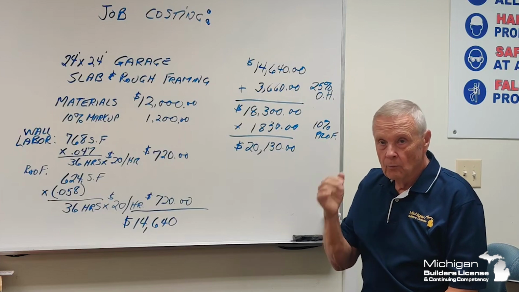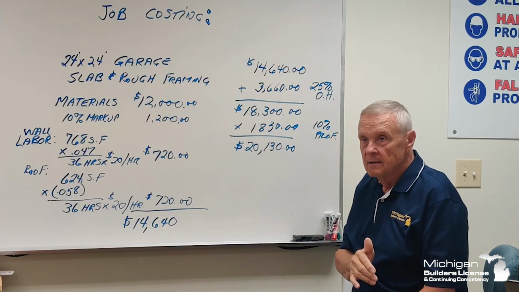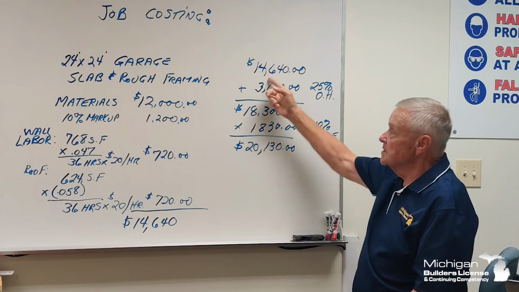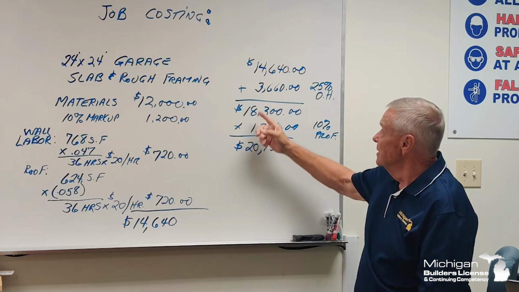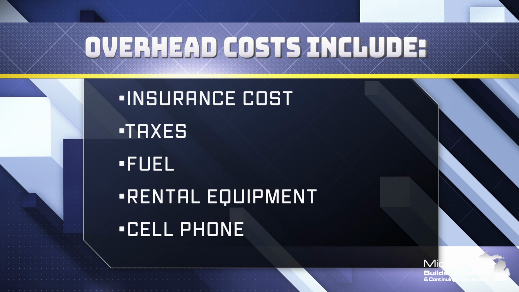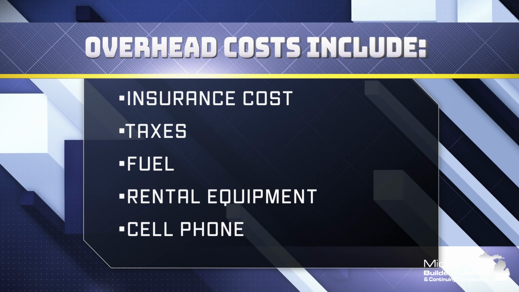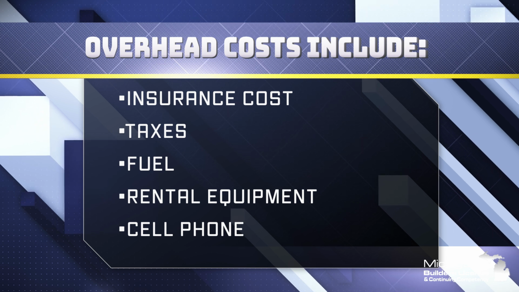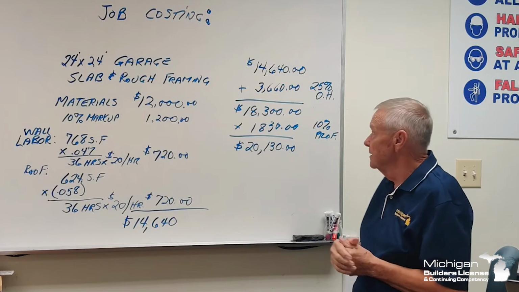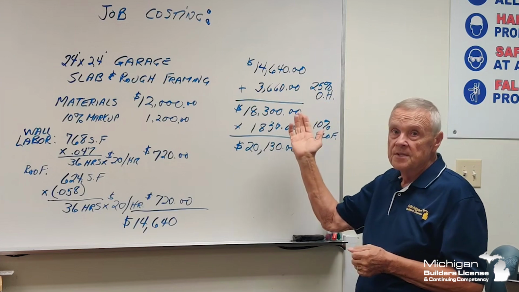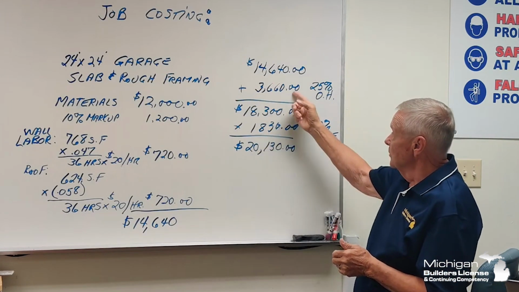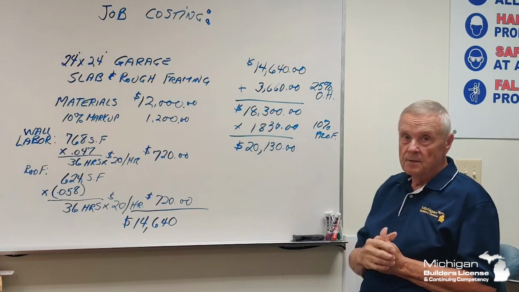For an average company working out of their house, you would be at least 25% overhead. So 25% of $14,640 is going to give me $3,660. That covers our insurances, taxes, fuel, rental equipment, your typical cell phone on the job. We've got to have some costs to cover our overhead. So what we have is 25% normally for a small company operating out of their home, okay? So when I add that, it gives me $18,300.